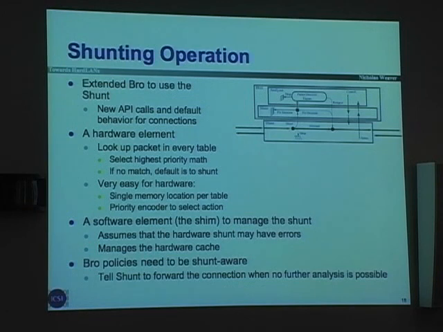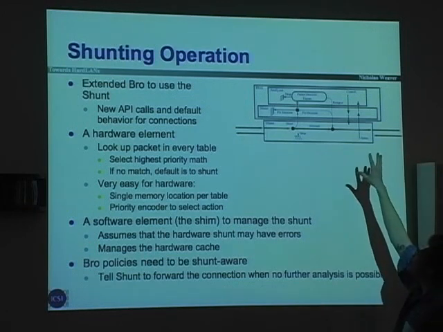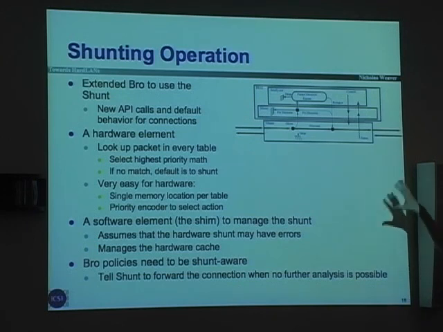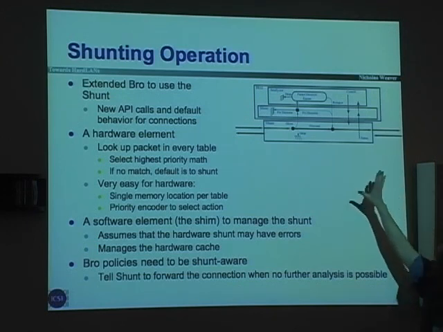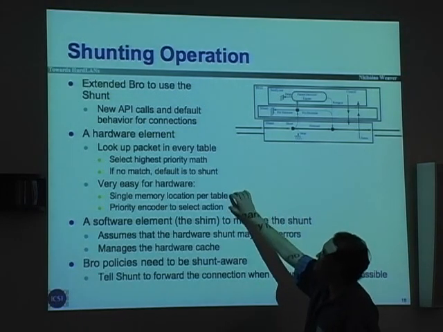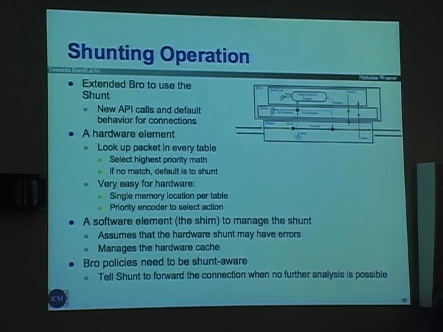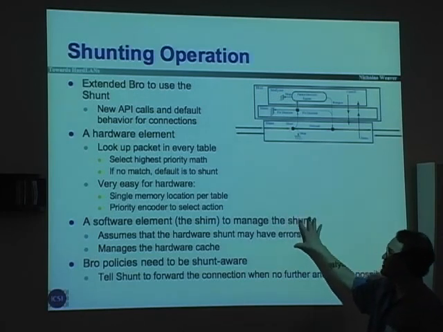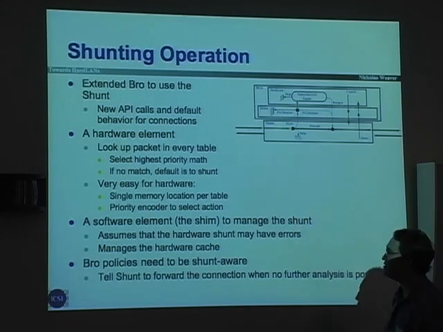So Chema extended the API to allow Bro to use shunt. And I've been building this hardware element that looks up the packet in every table. One of the great things is it's very easy for hardware. It's only a couple of fixed lookups because it's a cache. I don't have to do pointer chasing in hardware. You want to make a hardware person scream, have them do arbitrary pointer-based data structures. It's very easy to just go look up in a few fixed locations, and a priority encoder. And then there's a software element to manage the interaction between the two.